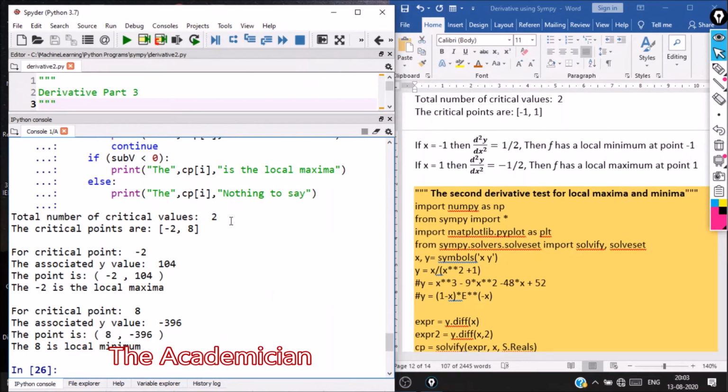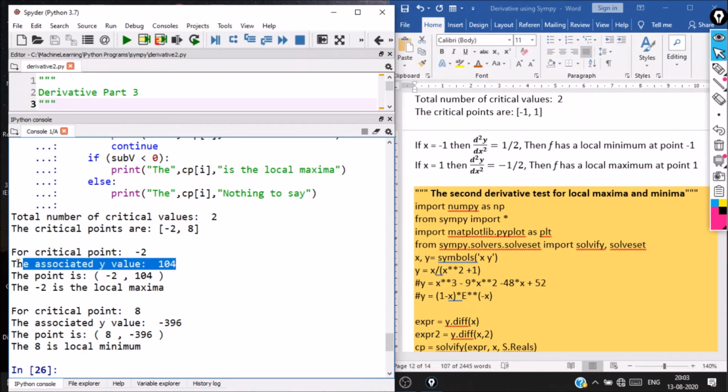So the total number of critical values is 2. The critical points are minus 2 and 8. For the critical point minus 2, the associated y value is 104. The point is minus 2, 104, and minus 2 is the local maxima. Similarly, for the critical point 8, the associated y value is minus 396. The point is 8, minus 396, and 8 is a local minimum. So at minus 2 it is a local maxima, and at 8 it is a local minimum.